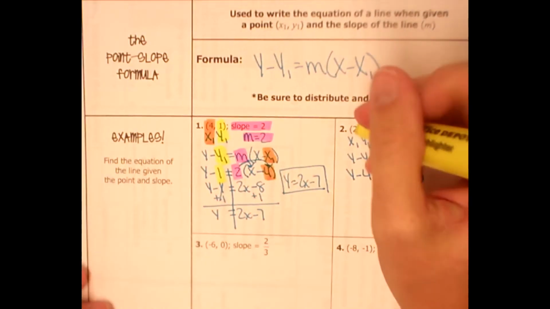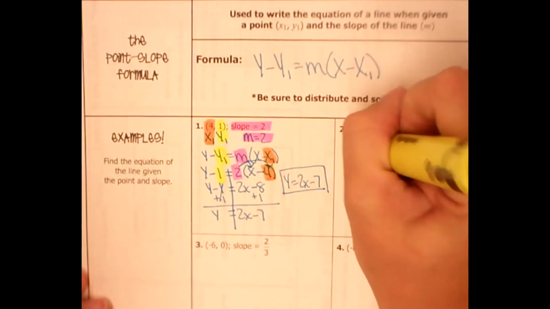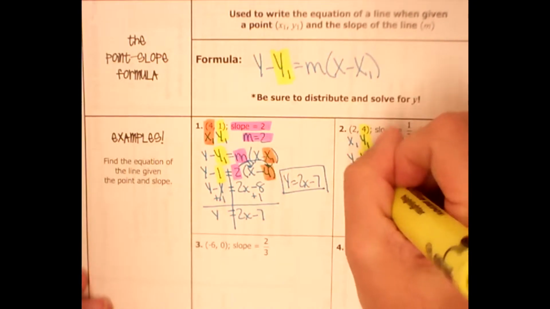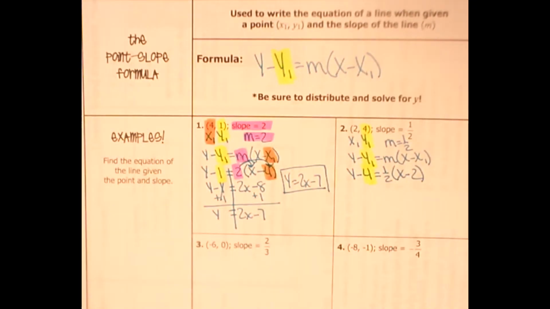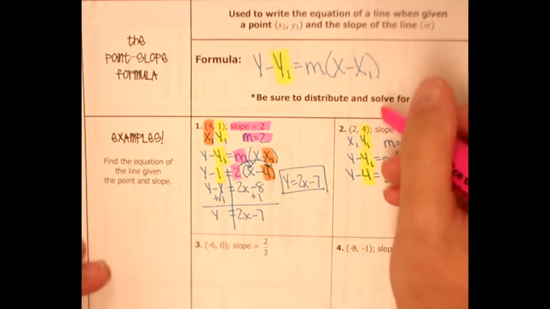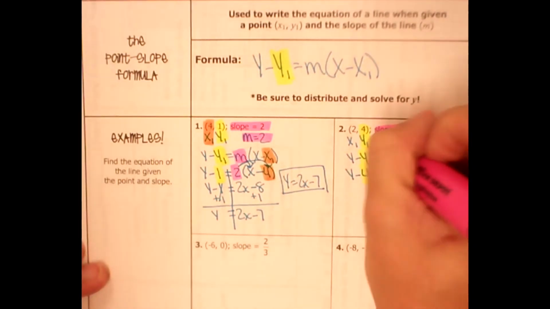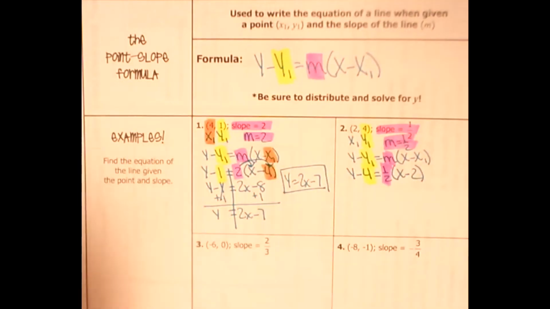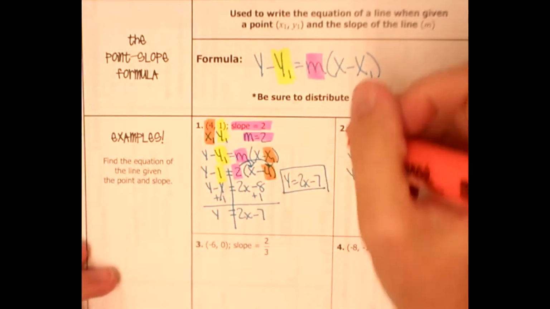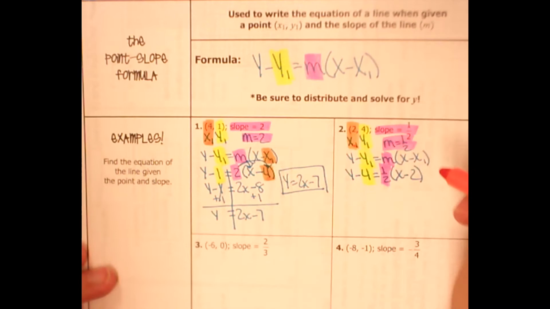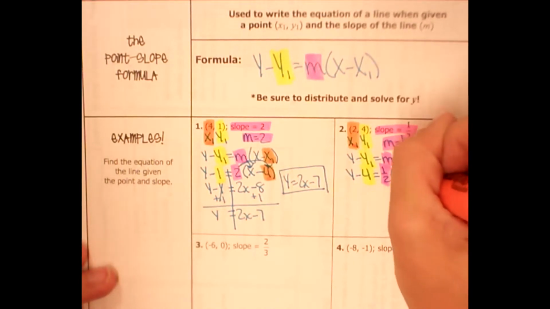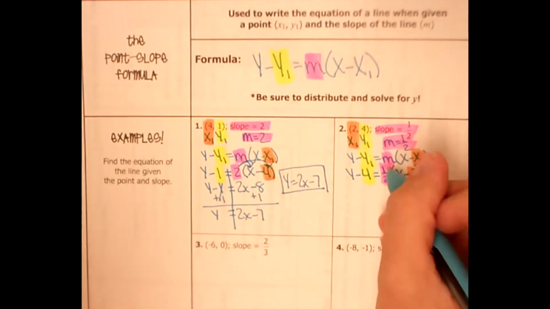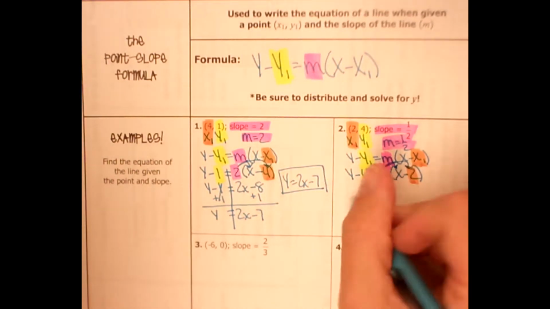So like before, the y is going into this part of the equation. Then we have the slope, which is the letter m. And then I have the x1. Those are the only parts of the equation that I changed. That y and the x stay in there. So I distribute.